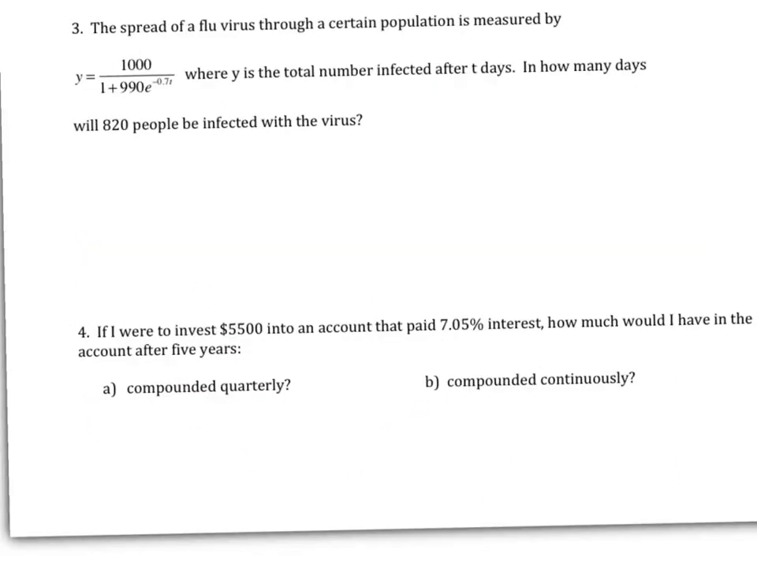In number 3, we are solving for the amount of days it will take for 820 people to be infected with a flu virus. So we're solving for t, time, and we know the amount of people. So we're going to plug 820 in for y. So we have 820 equals 1,000 divided by 1 plus 990e to the negative 0.7t.